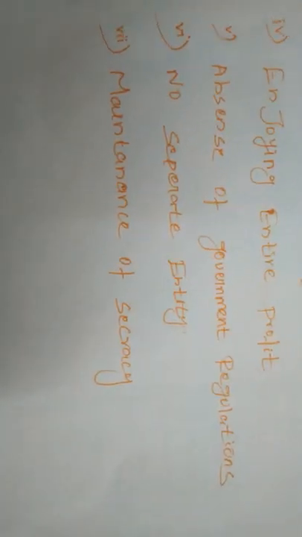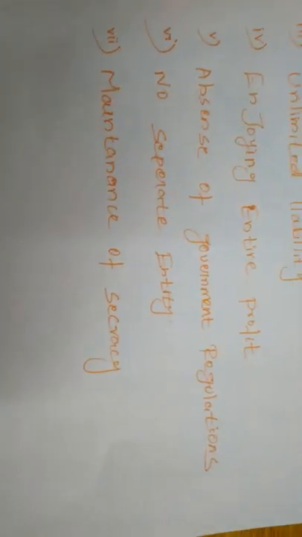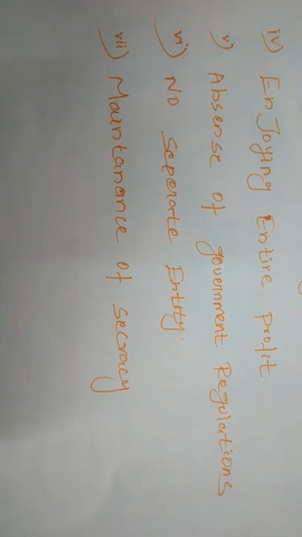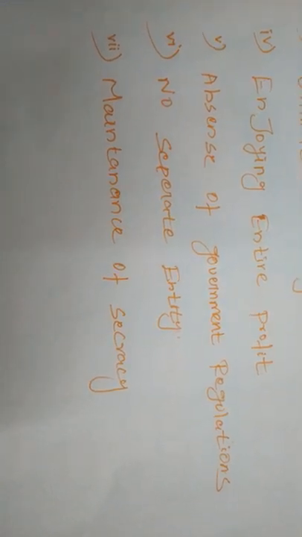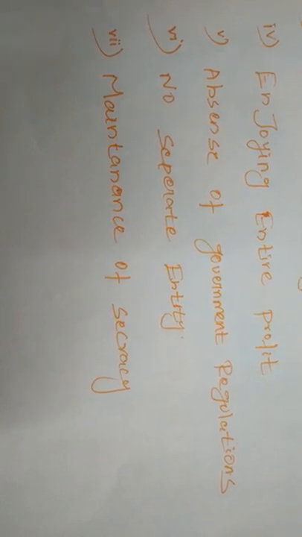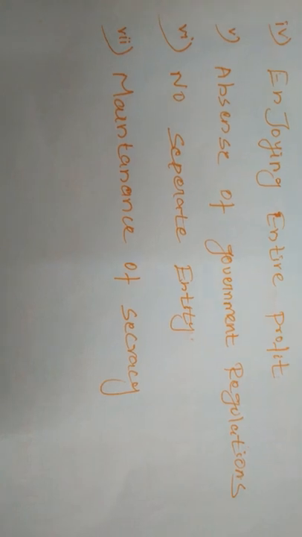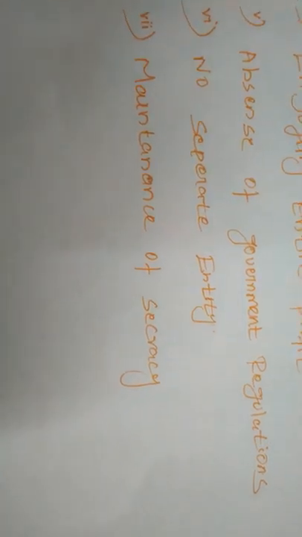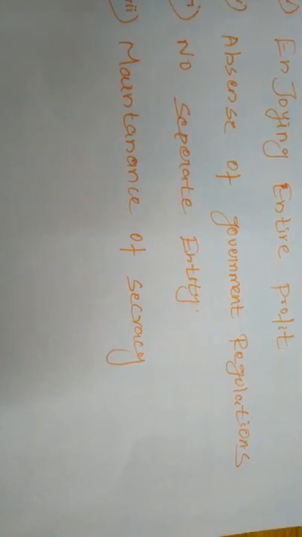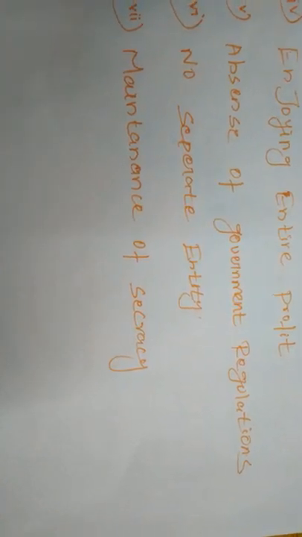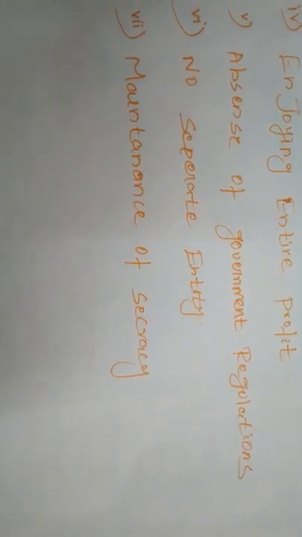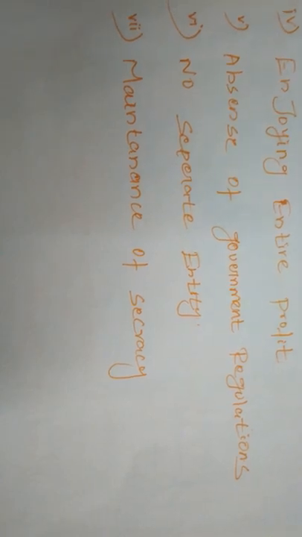Next, absence of government regulations. There is no need to get the consent of the government. The sole trader will not worry about the norms and conditions of government regulations. Government regulations will not affect sole trading business organizations. Suppose he wants to conduct a business, he can easily set it up at his home itself and conduct it. So absence of government regulations is one of the benefits and one of the characteristics of sole trading organizations.